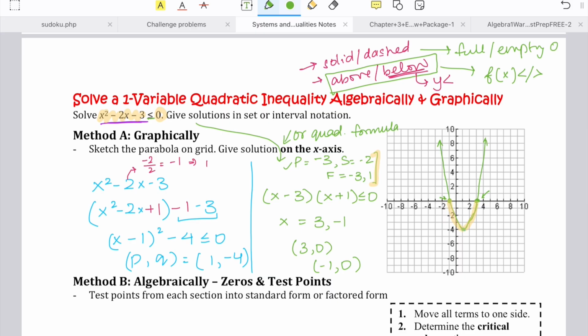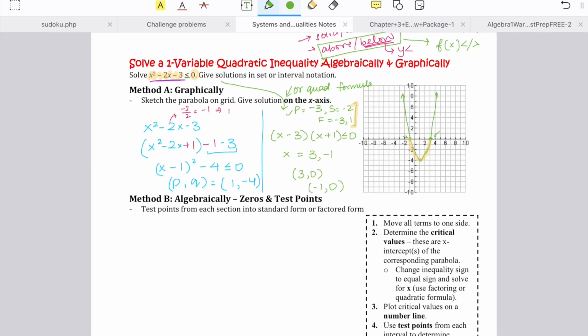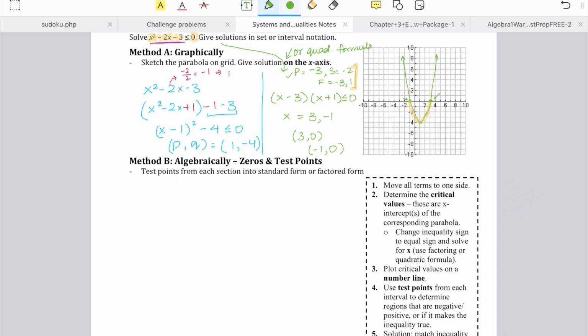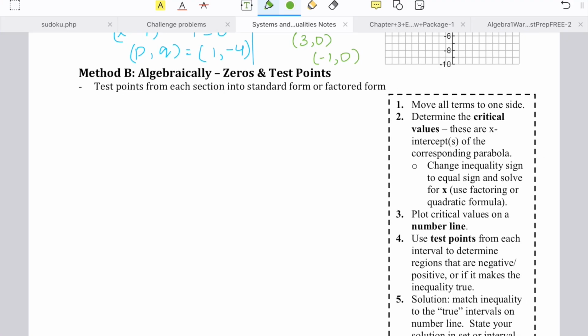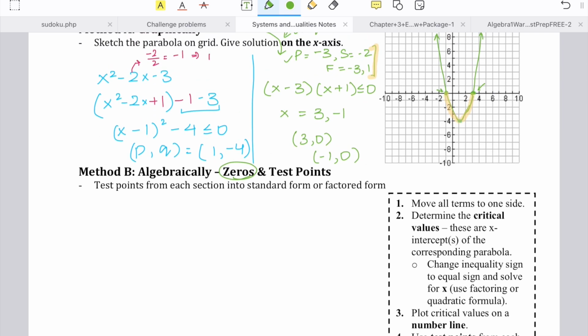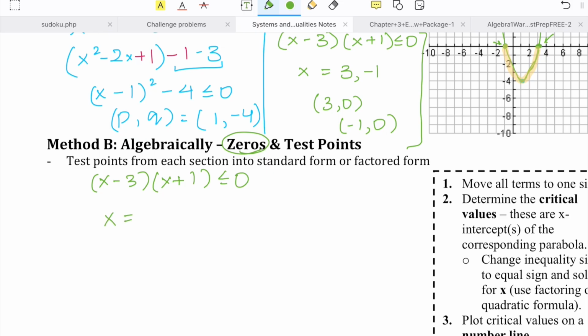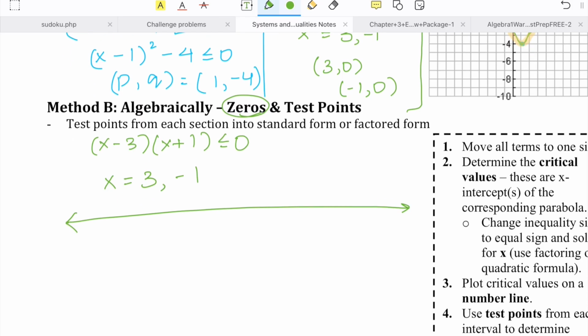Okay, let's do the same thing using algebra now. Pay close attention to this, you guys. So we are given the equation. We need to find our zeros over here, right? We need to find our x values and we need to write our solution. So for zeros, we'll just do the same thing as we did for factored form. So you had x minus 3 and x plus 1 is less than or equal to 0, where x is 3 and -1. So I'm going to draw a number line now to figure out what all is included in my solution.